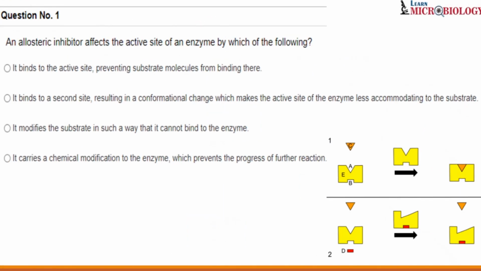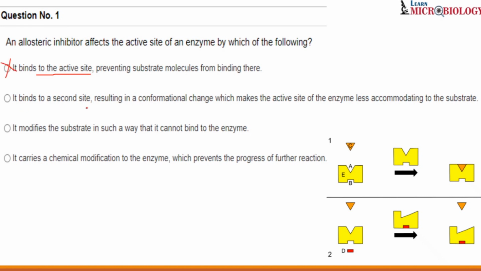Okay, so let's come back. Now let's go to the options. I think you can easily find the answer now. An allosteric inhibitor affects the active site of an enzyme by which of the following? You just have to find out which is the correct answer. I'll just take a pen. Okay, the first option says it binds to the active site. No. We just discussed that it doesn't bind there. So the first option is wrong.